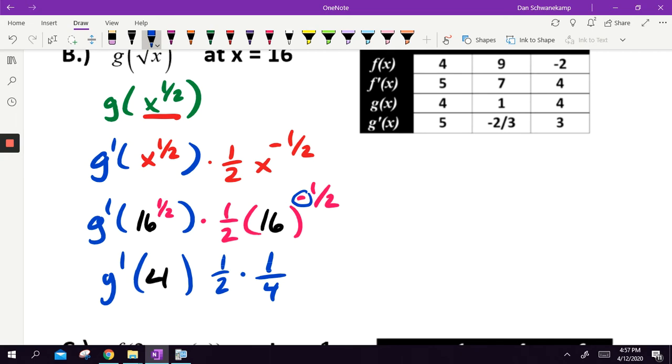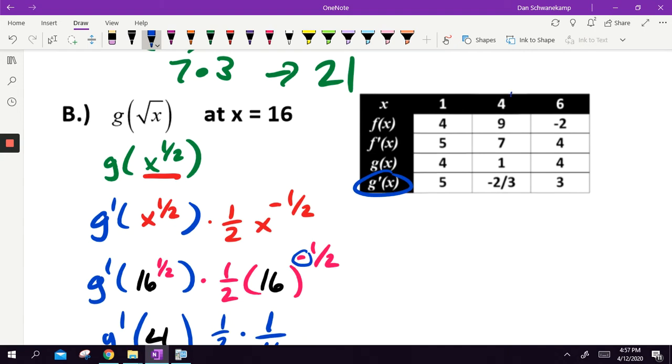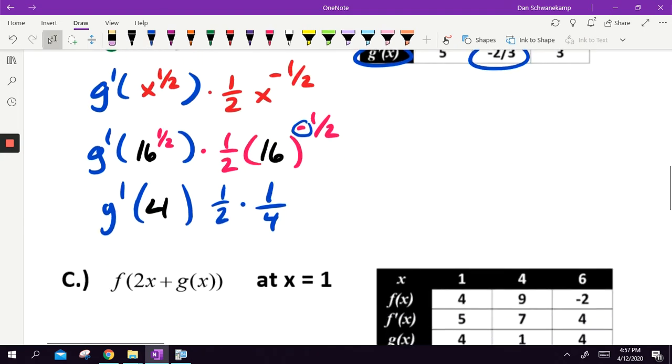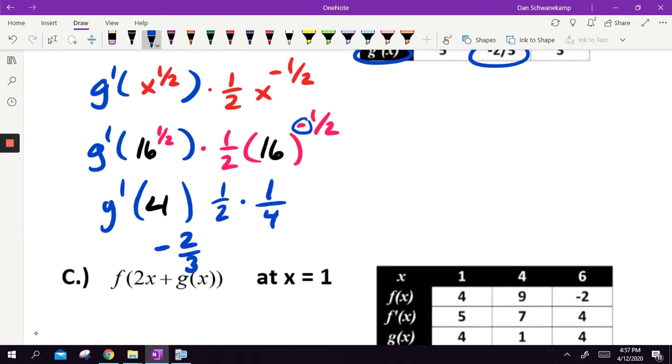g prime at 4. So we're going to my table. g prime at 4 is negative 2/3. So I've got negative 2/3 times 1/2 times 1/4. These twos would cancel. My answer is negative 1/12. Boom.